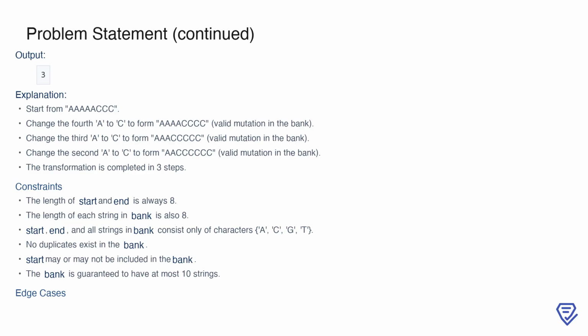Now, let's look at an example requiring 3 mutations. The start sequence is AACCC, the end sequence is AACCCCC, and the bank contains AACCCC, AACCCC, and AACCCCC. First, we mutate the fourth A to C, resulting in AACCCC, which is valid since it's in the bank. Next, we mutate the third A to C, forming AACCCCC, which is also in the bank. Finally, we mutate the second A to C, giving us the target sequence ACCCCCC. Since 3 valid mutations are needed, the output is 3.